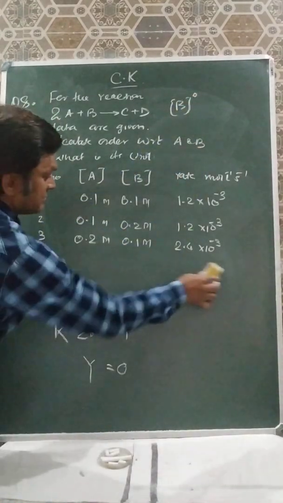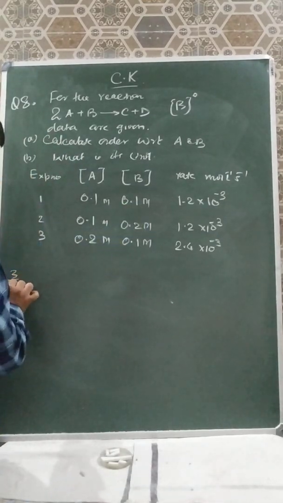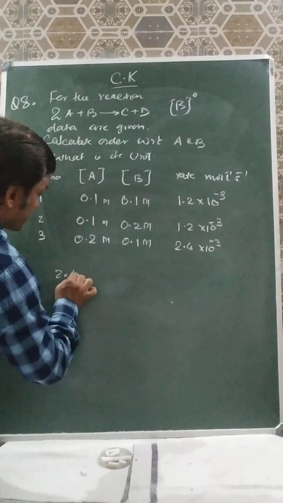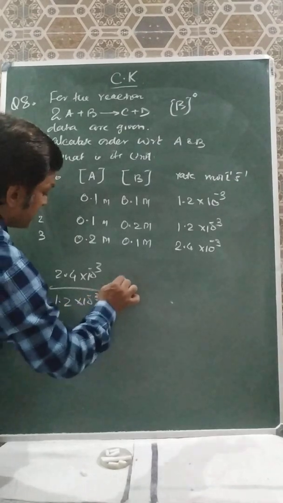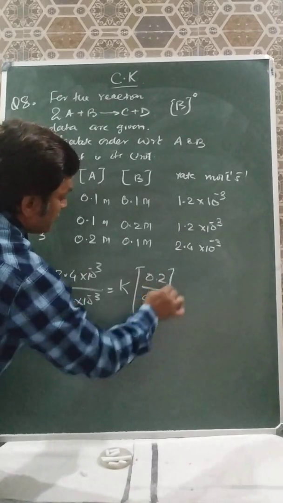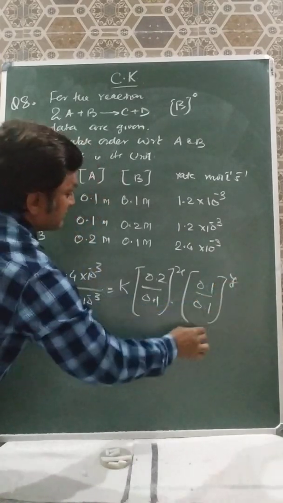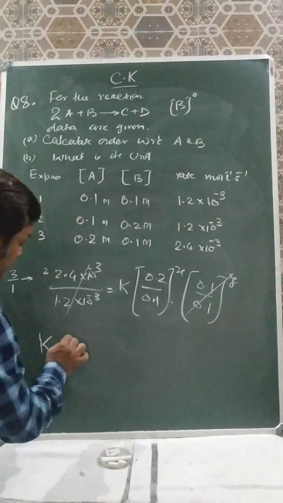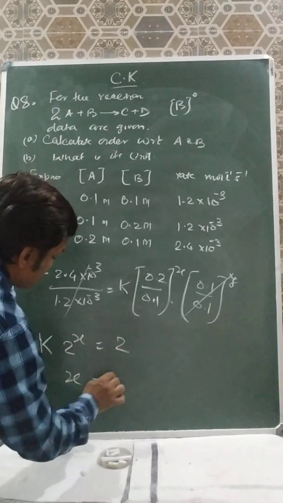Next, from this data, B is equal in experiments 3 and 1. Experiment 3 divided by experiment 1, where 3 has the larger value. Rate ratio is 2.4 into 10 to the power -3 divided by 1.2 into 10 to the power -3, equal to k [0.2 divided by 0.1] to the power x times [0.1 divided by 0.1] to the power y. The second term cancels out, so 2 to the power x is equal to 2. So x is equal to 1.